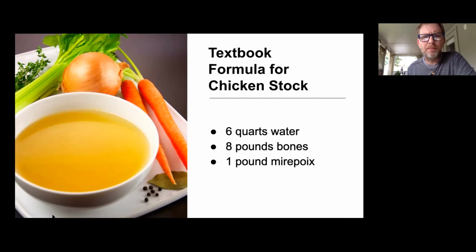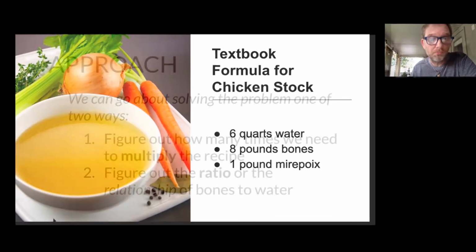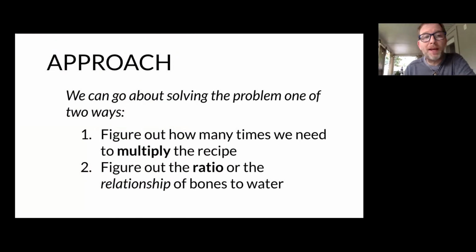Since the question is asking about bones and stock, the eventual stock, we can pretty much figure by knowing how much water goes into it. Then we have to figure out the relationship between the water and the bones. Pretty straightforward. Now, you can go about solving this one of 2 ways. You can just try to multiply it. For most students, this is going to be the simplest, although it isn't a great way to go because you don't end up with a ratio.